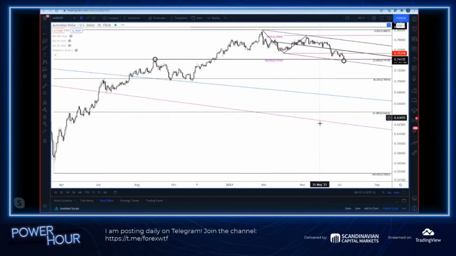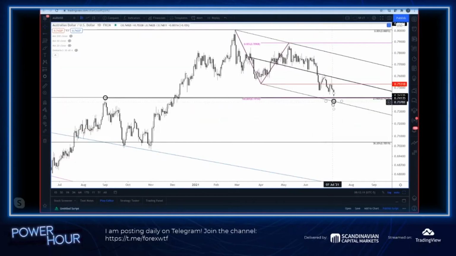Aussie dollar is getting into, let's call it make or break levels, right? So we have long talked about this level at 74.15, and we are finally there. So 74.15 has been reached.